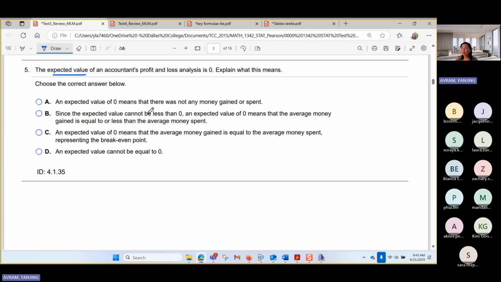An expected value of zero means average money gain is equal to average money spent, representing break even. That's exactly the right answer. Okay, it means break even, the expected value, the mean. If you have an expected value that is positive, that means you gain. If you have an expected value that is negative, that means you lose. And the zero means break even.